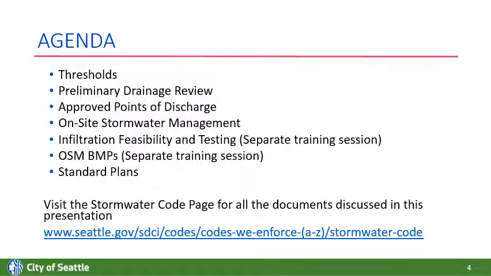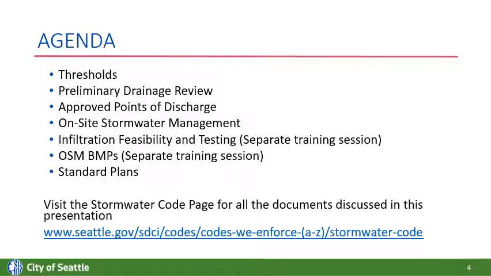So for our agenda today, we will look at thresholds first. So what even triggers drainage review? We'll look at what the thresholds are for drainage review and some of the other requirements. Preliminary drainage review is for master use permits. So we'll do some discussion about when we require a preliminary drainage review for a master use permit. Approved points of discharge. This is a key part of your project, and we'll go over some detail about approved points of discharge and where you'll find that for your project.